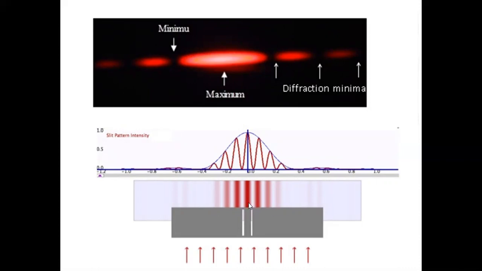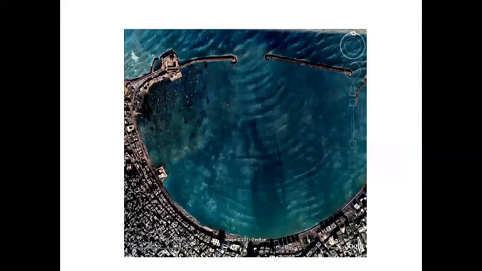The central fringe is the brightest, and as you go on either side, the brightness goes on decreasing. Whereas in interference, that problem is not found. All the bright fringes are equally bright and all the dark fringes are equally dark. There we don't have such a problem. This is how we can see diffraction in day-to-day life.